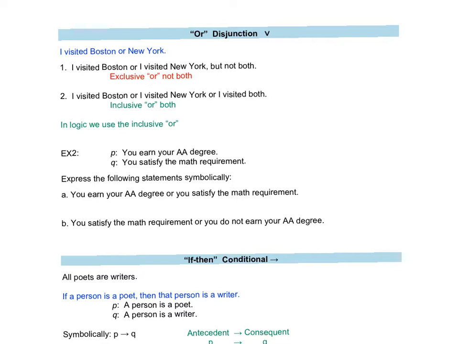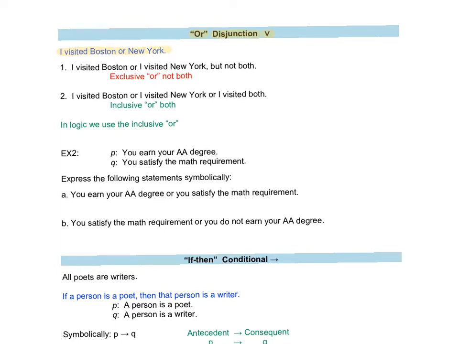The next connective we're going to look at is our disjunction, which would be the or, and the symbol is opposite that of a conjunction. So it looks like a V. When we talk about or, there's two ways that we can look at an or statement. In this example, I visited Boston or New York. It is an or statement.